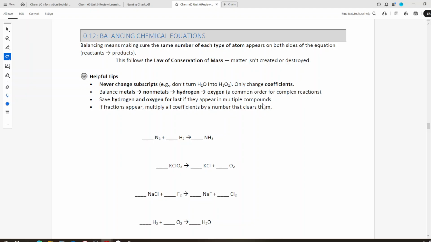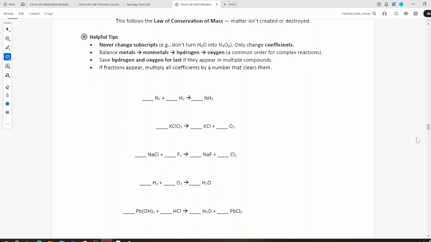They often say save hydrogen and oxygen for last if they appear in multiple compounds. But even then, sometimes I've started with them first, and everything else kind of happens if I do that right. You are allowed to use fractions when balancing, but if they appear, then you would multiply all the coefficients by a number that clears them. So you would destroy the common denominator. I tend to just not do fractions at all.